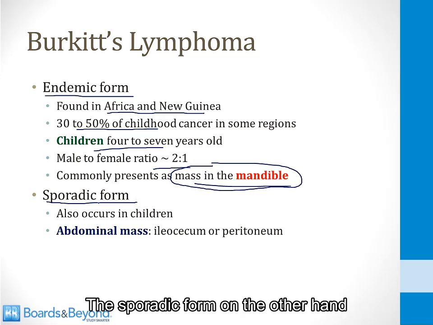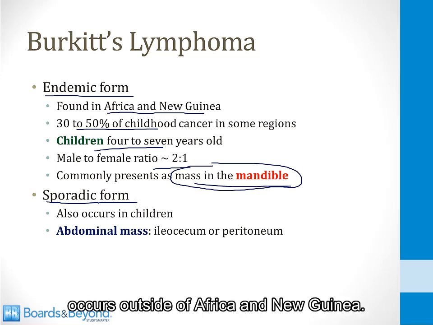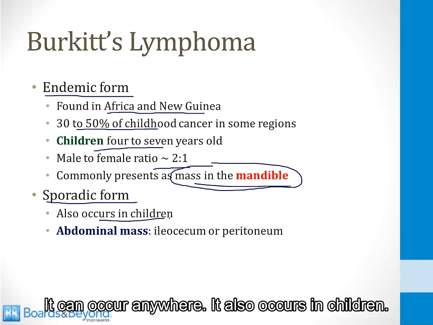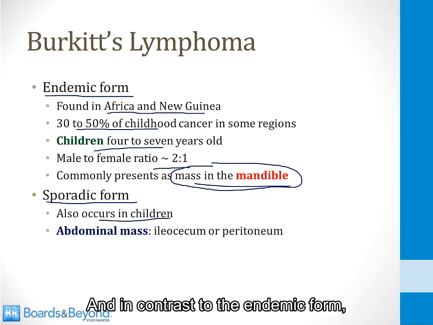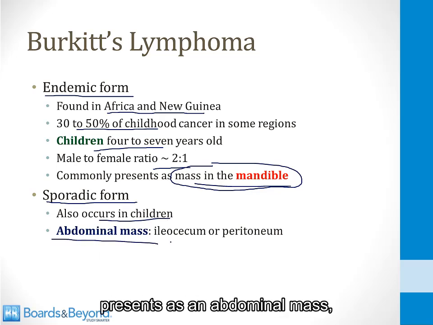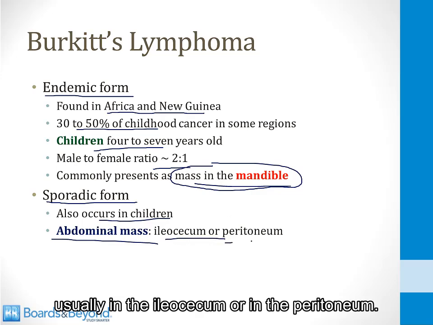The sporadic form, on the other hand, occurs outside of Africa and New Guinea. It can occur anywhere. It also occurs in children. And in contrast to the endemic form, this form of Burkitt's lymphoma presents as an abdominal mass, usually in the ileocecum or in the peritoneum.